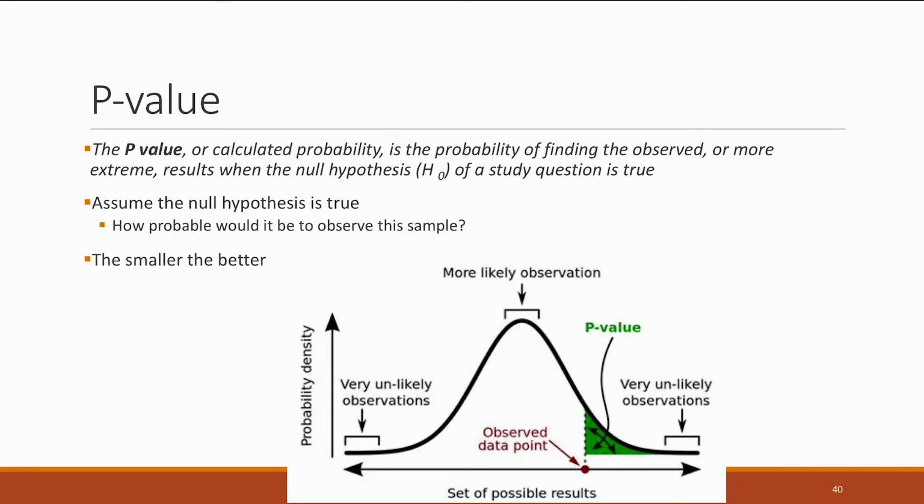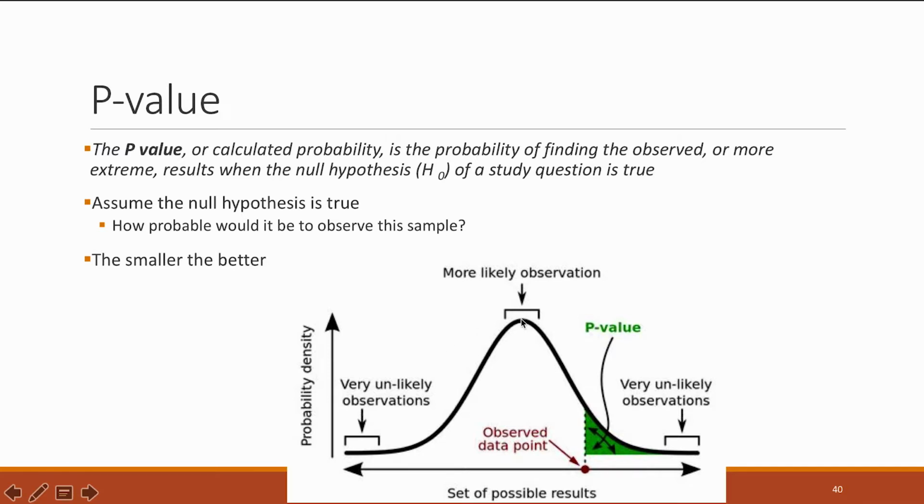So the p-value is defined as the probability of finding the observed or more extreme results when the null hypothesis is true. So what does this mean? We have a sample of data collected from our population, and we're interested in a specific parameter. So let's assume for a second that the null hypothesis is true. If the null hypothesis is true indeed, what is the probability of having observed this kind of value for the sample parameter, or a more extreme value?